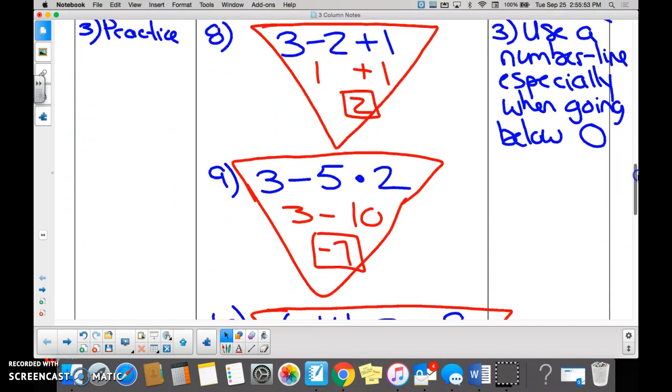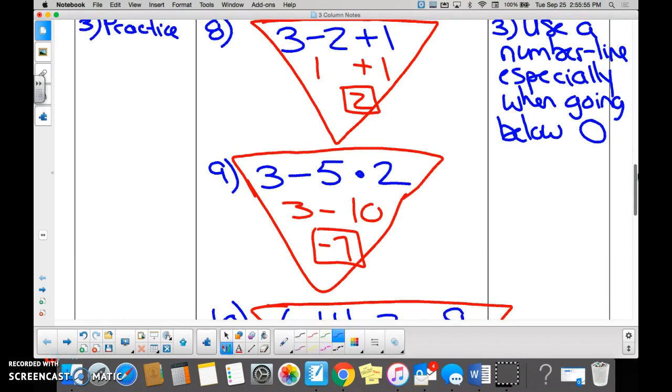Number 9. Number 9, a lot of you messed up on. A lot of you came up with 5 times 2 because multiplication comes before subtraction, right? So you wrote down 10, and then we wrote down 3 minus 10. But then almost all of you, except for 2 students, said the answer was 7.